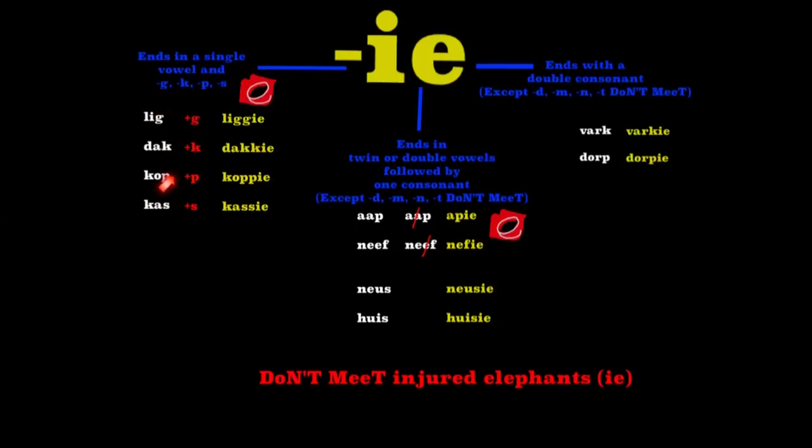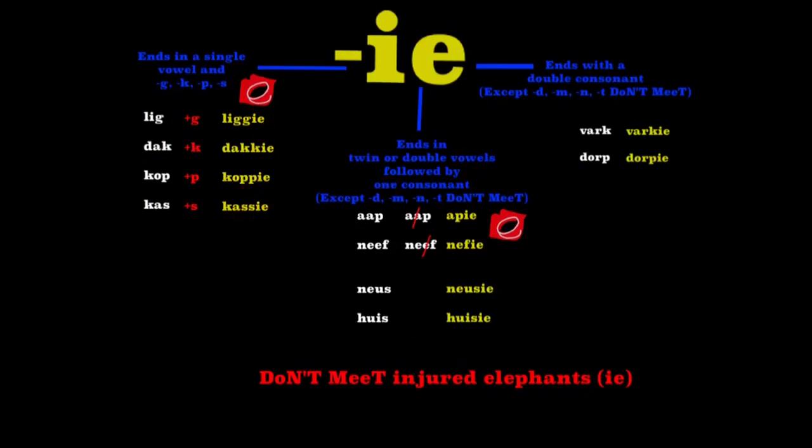So for each of them, we're going to need to double the final consonant. Okay, so for lig we add another G, for dak we add another K, for kop we add another P, and for kas we add another S. So that we end up with double consonants just before the "ie". After we've doubled the consonant, we can add the "ie".